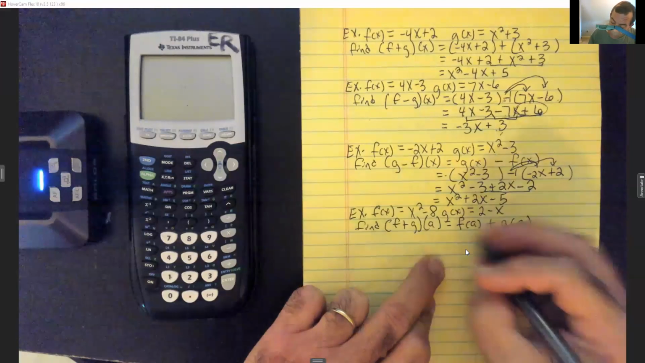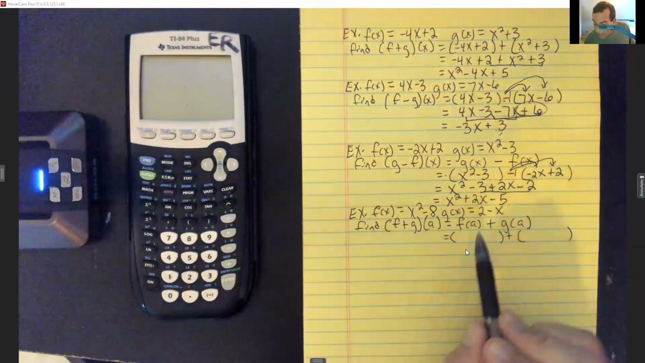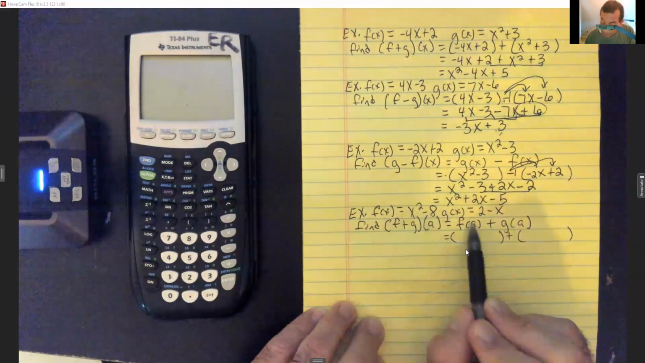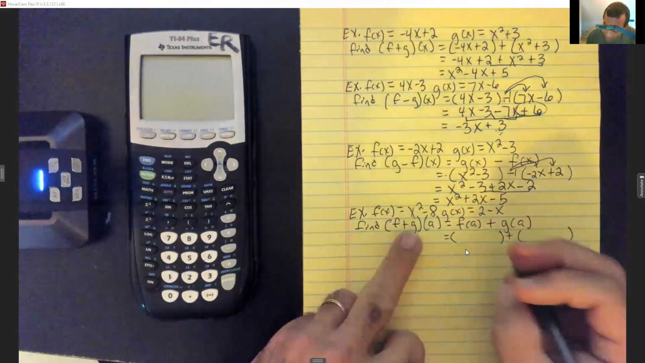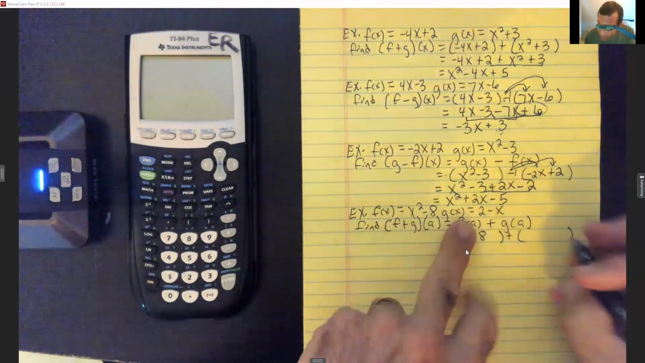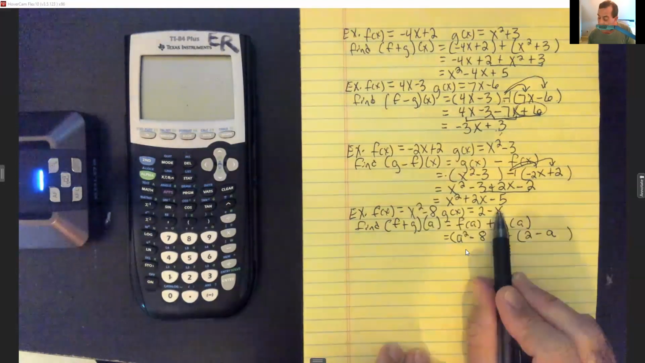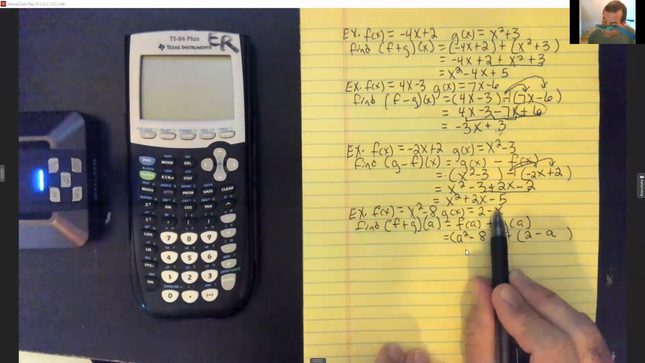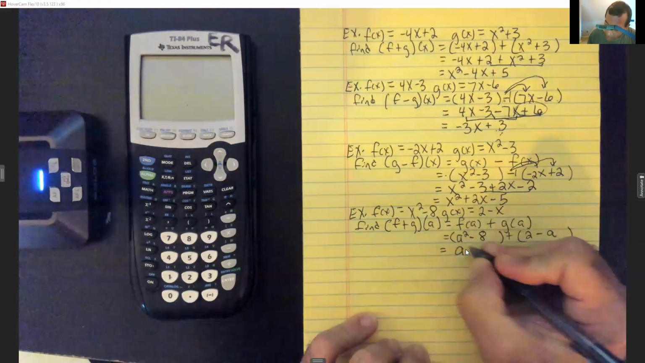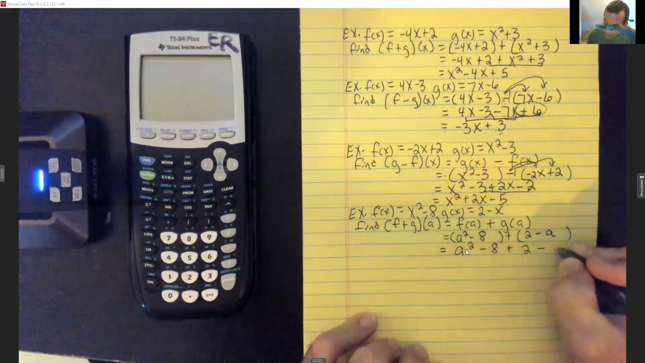So I'm going to put them both in parentheses. So when they put an a here instead of x, they want me to replace these x's with a. So this will be a squared minus 8. This one will be 2 minus a. So they look the same. We're just replacing it with another letter instead of that. Now, since they're being added, I can drop all my parentheses. So I got a squared minus 8 plus 2 minus a.